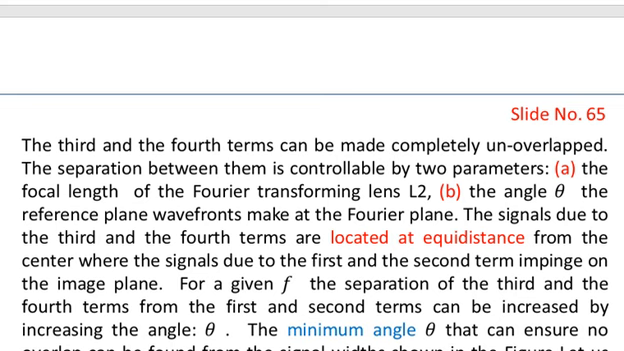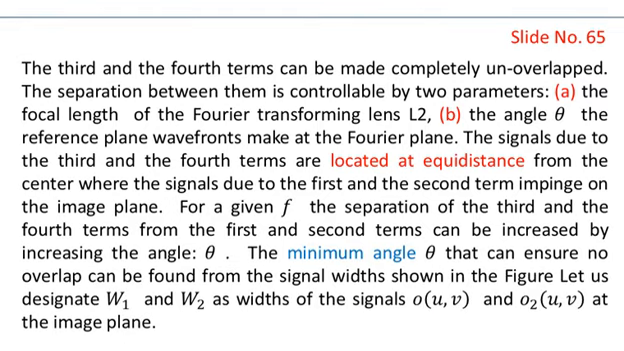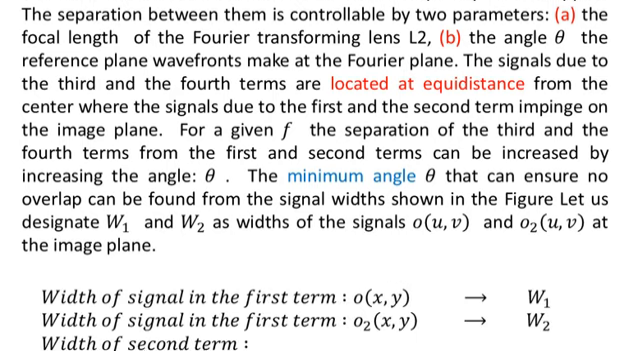The signals due to the third and the fourth term are located at equidistance from the center, where the signals due to the first and the second term impinge on the image plane. For a given f, the separation of the third and the fourth terms from the first and the second terms can be increased by increasing the angle theta. The minimum angle theta that can ensure no overlap can be found from the signal width shown in the figure.